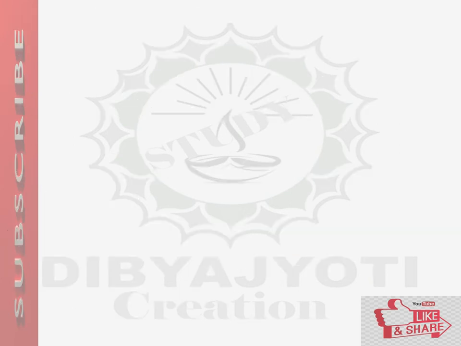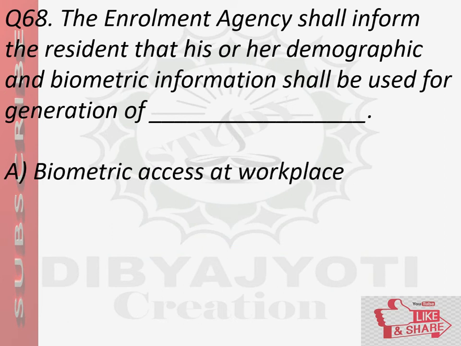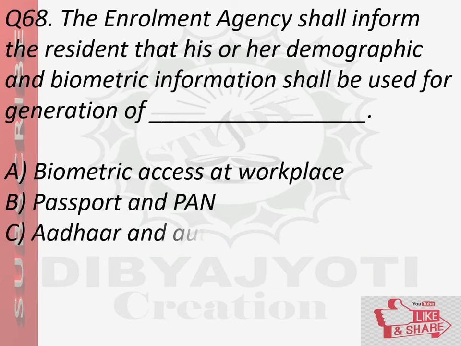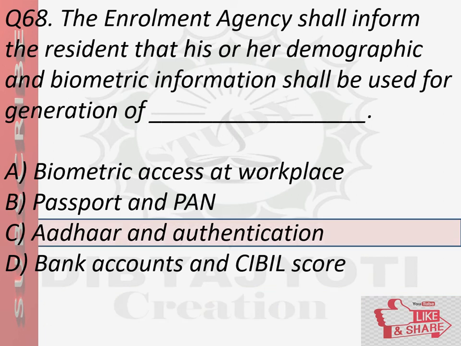Then next, the enrollment agency shall inform the resident that his or her demographic and biometric information shall be used for generation of dash. Options are: option A, biometric SSS at workplace; option B, passport and PAN; option C, Aadhar and authentication; option D, bank account and CIBIL score. And answer is Aadhar and authentication.